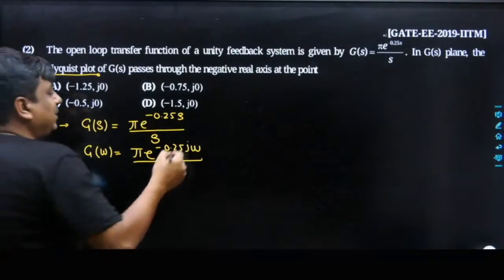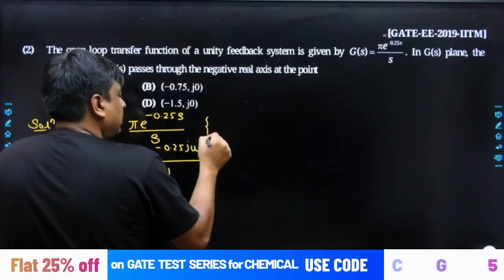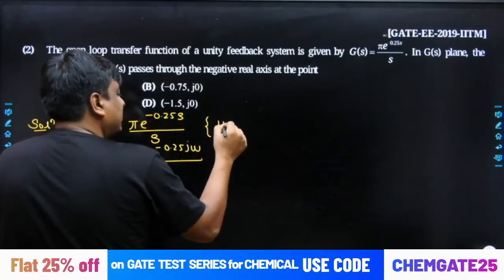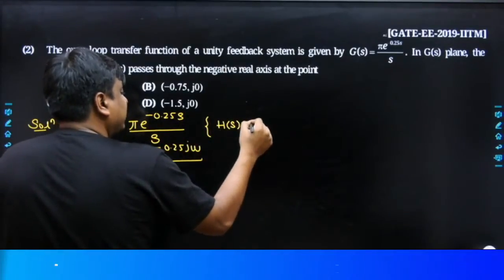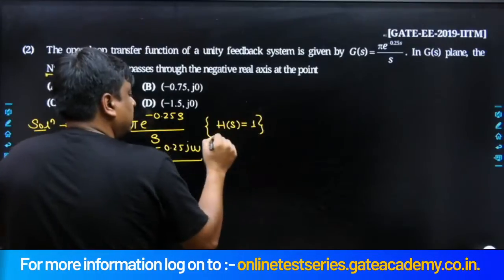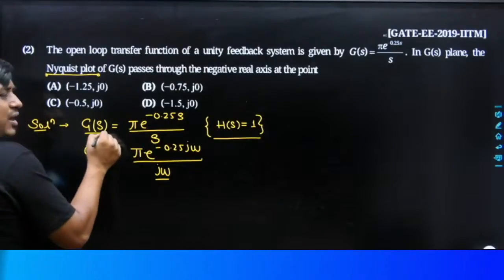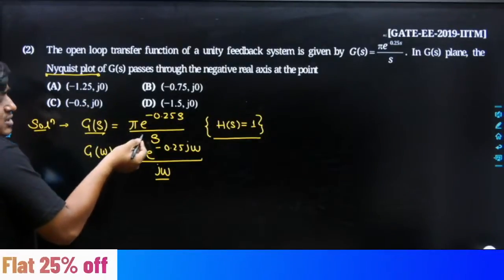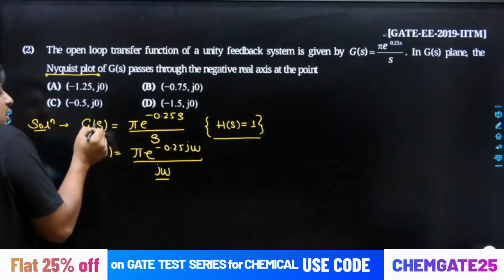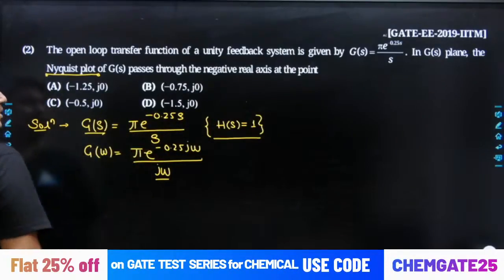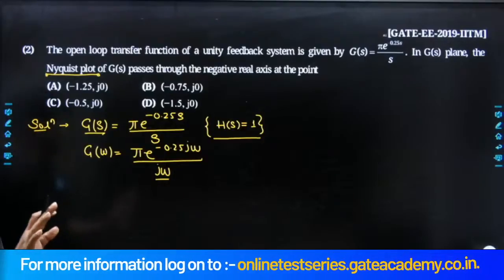In this problem they had clearly said that it is an open loop system, a unity feedback system. That means the feedback path factor for this particular system is H(s) equals 1. So rather than writing this as G(s), you could have written this as G(s) into H(s), because if you bring H(s), then also the 1 gets multiplied and the resultant would remain the very same. So nobody should get confused, sir.